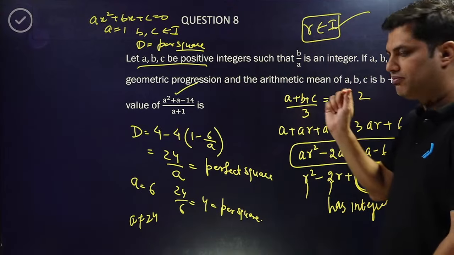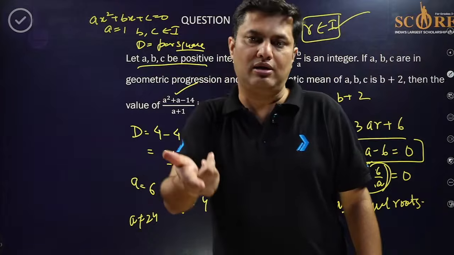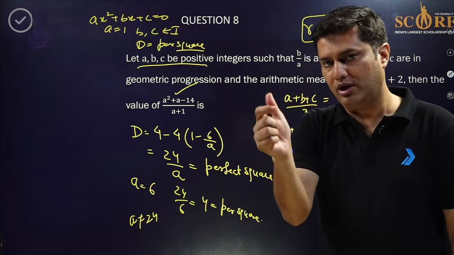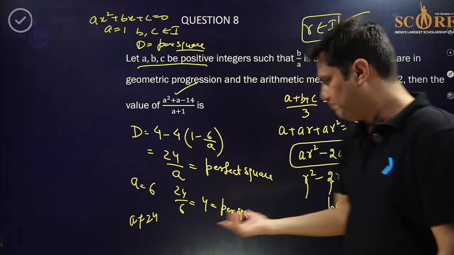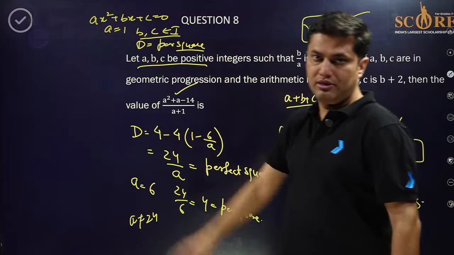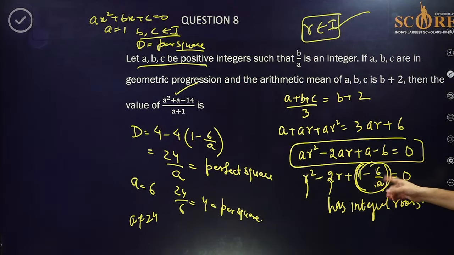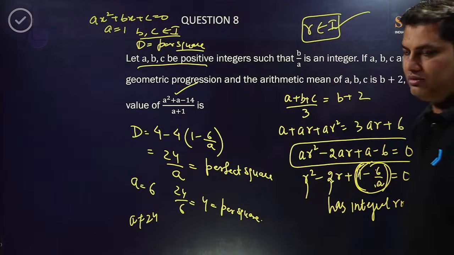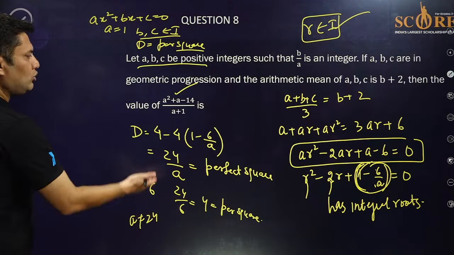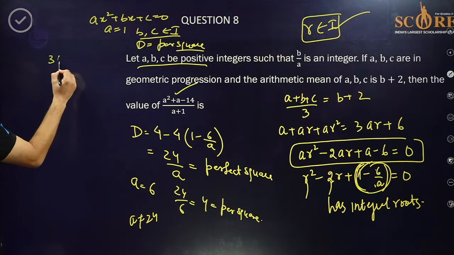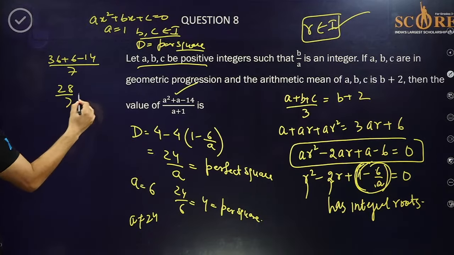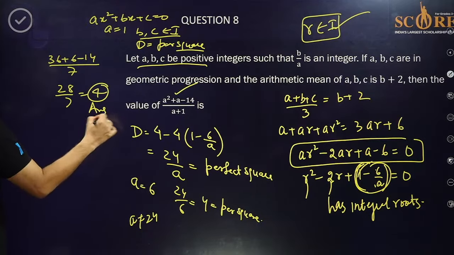The roots may come out rational because the discriminant is a perfect square, in the case of rational roots also. But for rational roots, the coefficients should be rational, in P by Q form. For integral roots, they should be integers. So A has to be 6. A can be 6 but not 24. Okay, so yes, A is 6 is the right answer. Now you need to find this value. A square is 36 plus 6 minus 14 upon 7. So this is 28 by 7, that is 4. So 4 is the final answer.